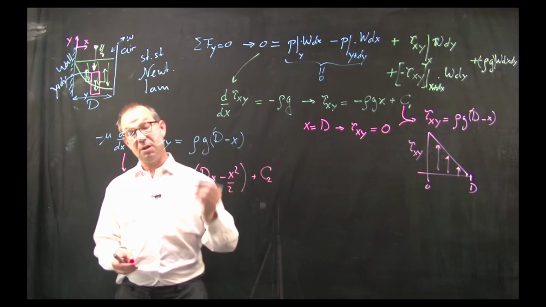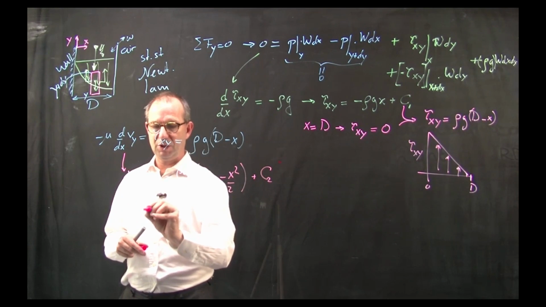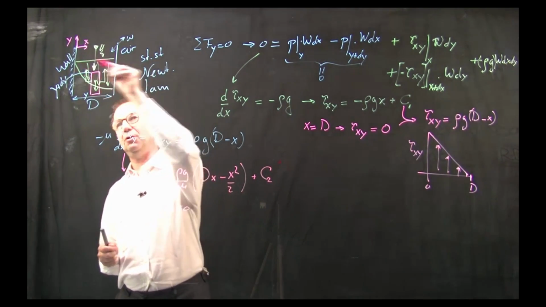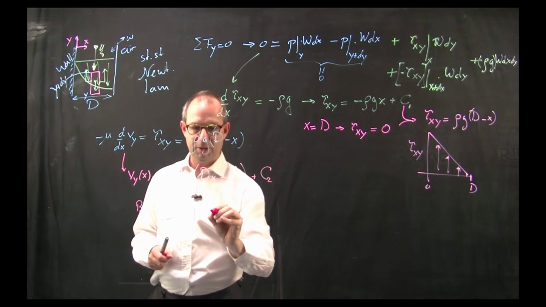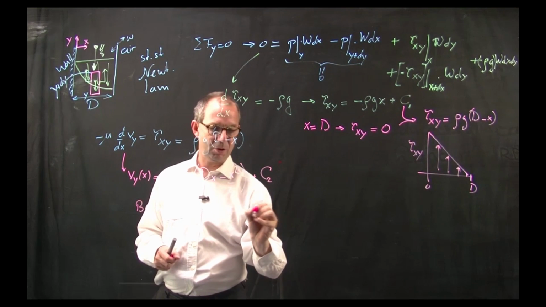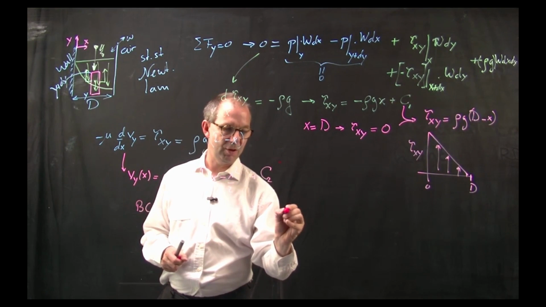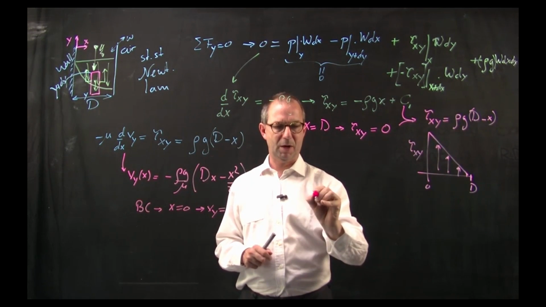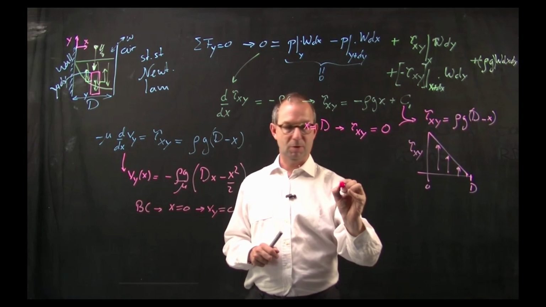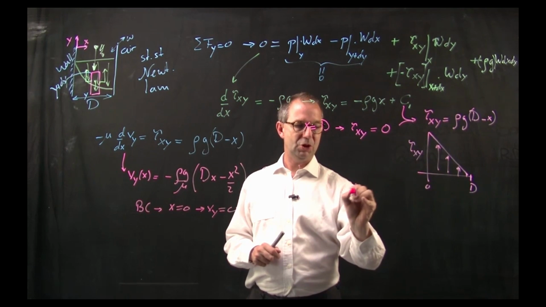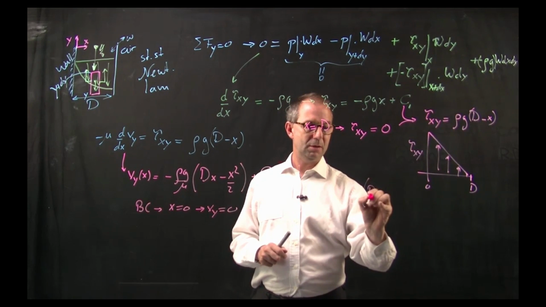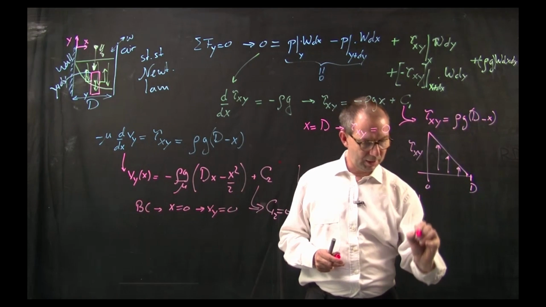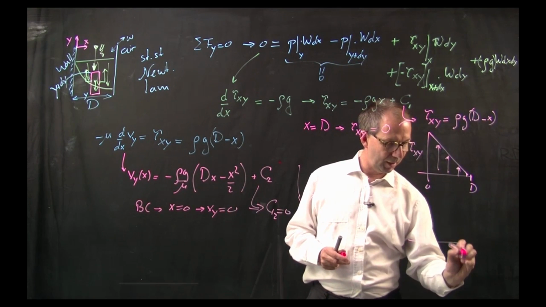Do I know this integration constant? Sure, I can find it, because I got a boundary condition. At the wall, that is at x equals 0, there is the stick condition for this Newtonian liquid. Vy must be 0, and thus this coefficient C2 is 0. And thus I have that Vy as a function of x equals minus rho g over mu times (dx minus x squared over 2), which is parabola shaped, and I can draw that from wall to air.